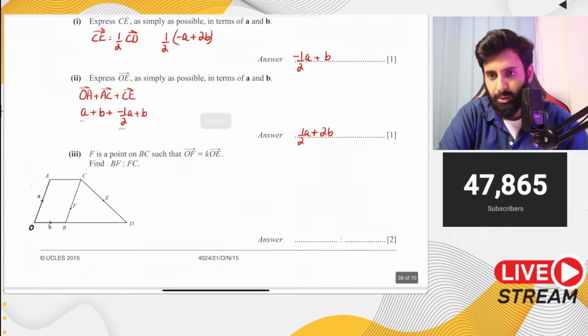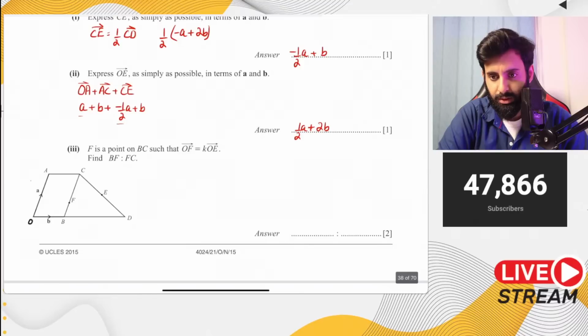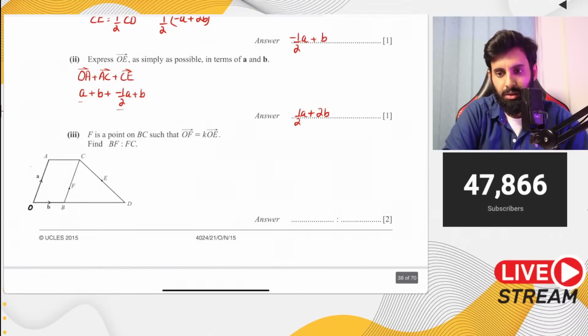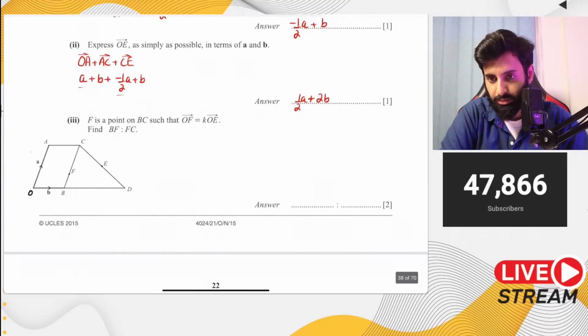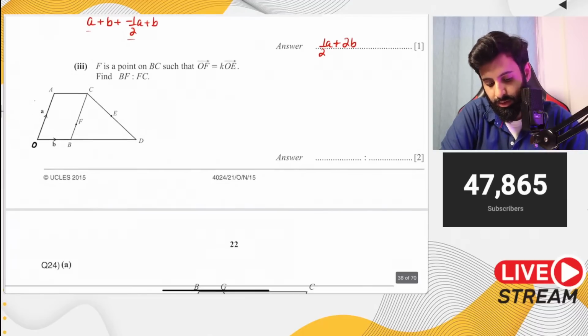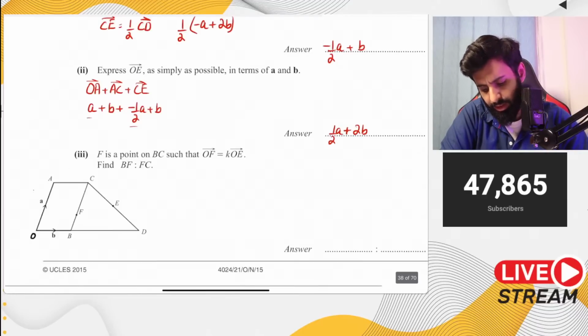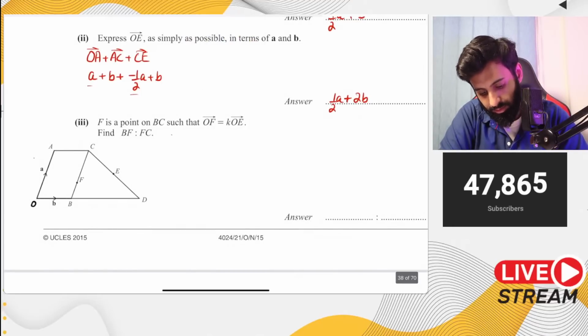How could you add 3? What do you mean, how could you add 3? Well, you can add as many vectors as you want. It's up to you. We'll find OE. Haven't we done that already? Yeah, we've done that. We already have OE. It's half of A plus 2B.